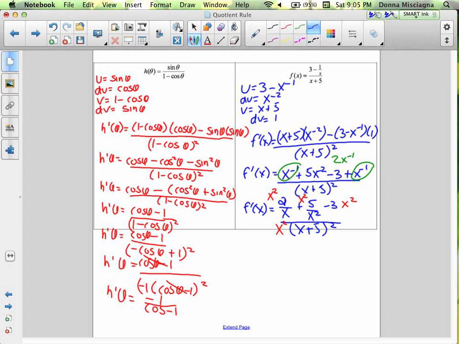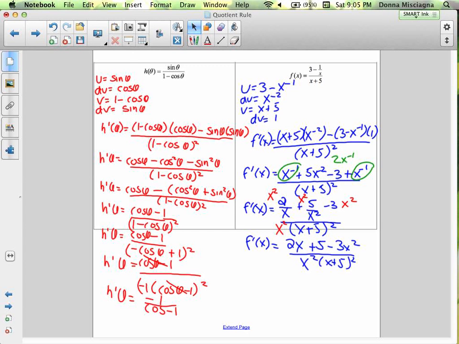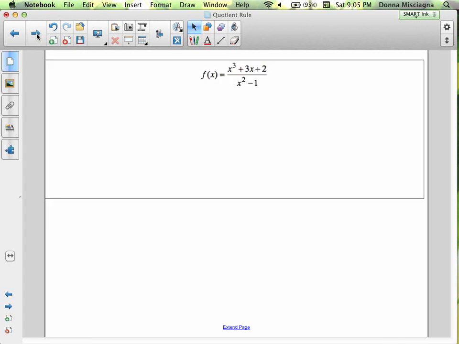All right, so now we have f prime of x equals, that's going to be a 2x plus 5 minus 3x squared divided by x squared times x plus 5 all squared. And it doesn't matter if you rewrite the terms to put them in descending order, that's fine. And there we go. We're done with this one. Another one done. Another one bites the dust. All right, we have lots of room for this one.